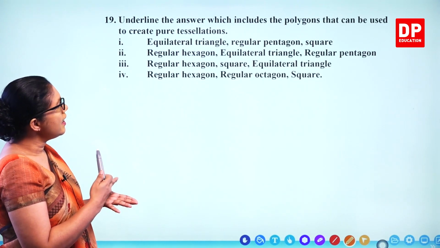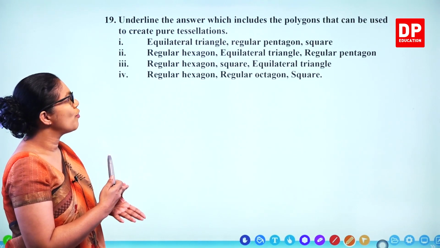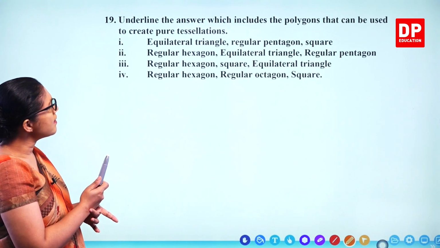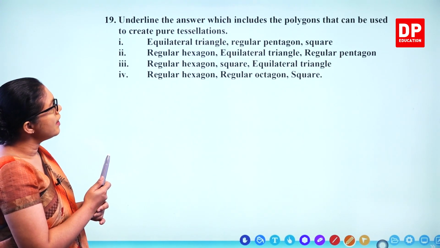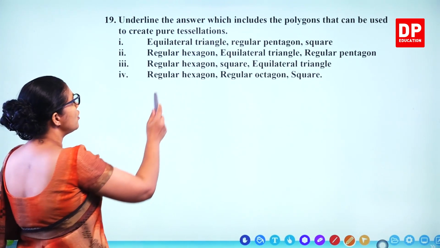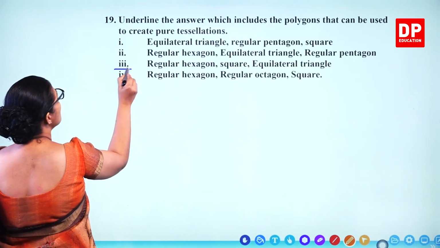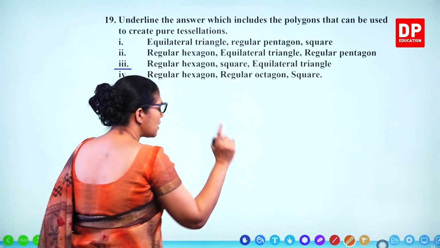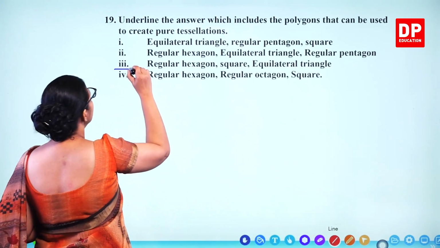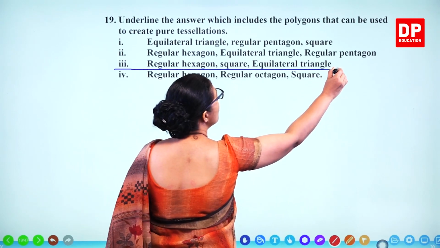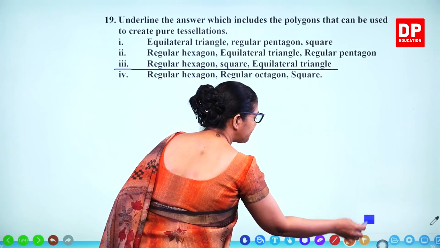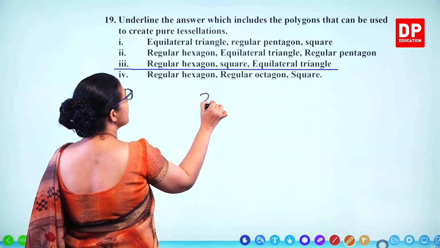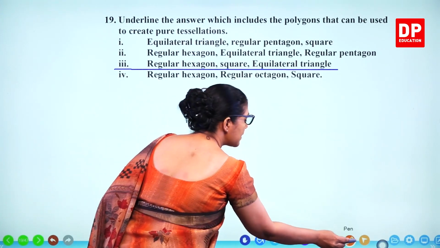Regular hexagon, equilateral triangle and regular pentagon. So pentagon is there, so you can't take the second one as well. Third one, regular hexagon, square and equilateral triangle. Yes, we can use these 3 shapes. So the correct answer is that. You can't take the fourth one because regular octagon you can't use for pure tessellation. So this one is the correct one: square, equilateral triangle and regular hexagon. You get 2 marks for selecting the correct one.